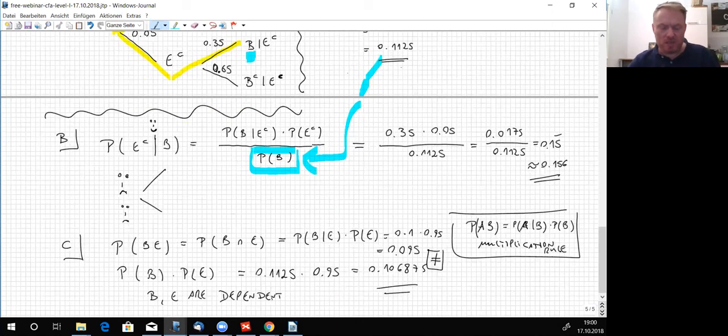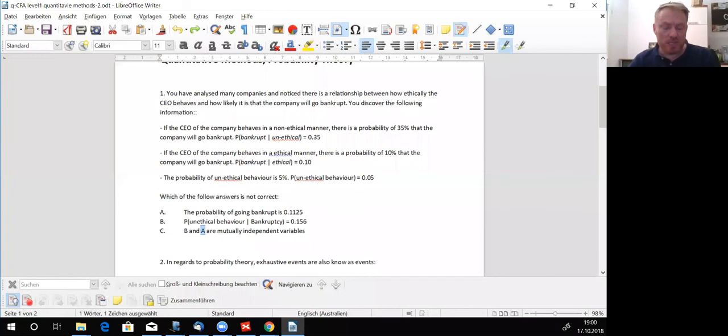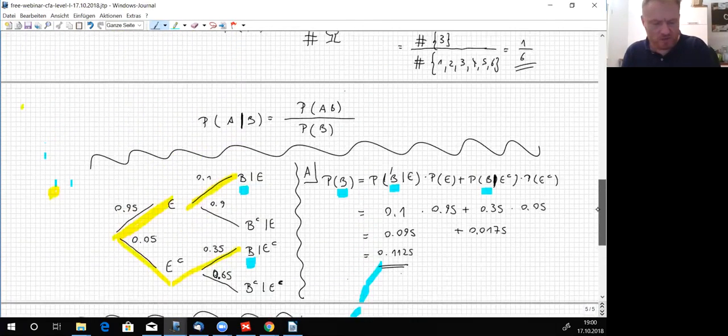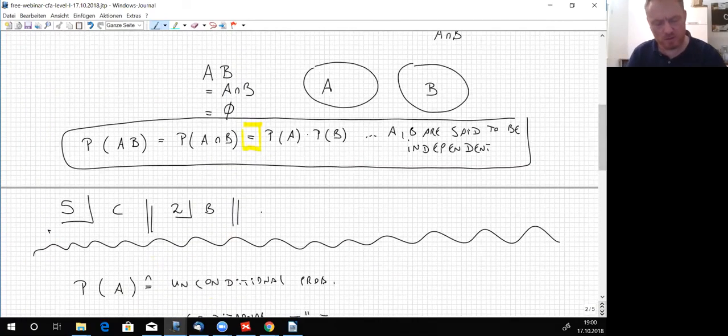B and E are dependent, and so the answer was what again? The answer was B and E are mutually independent variables, which is wrong. So this is the right answer, if you know what I mean, because I asked for which of the following answers is not correct, right? So question 1 is C. Answer C is the right answer. So 1 is C, and then 2, 3, and 4.